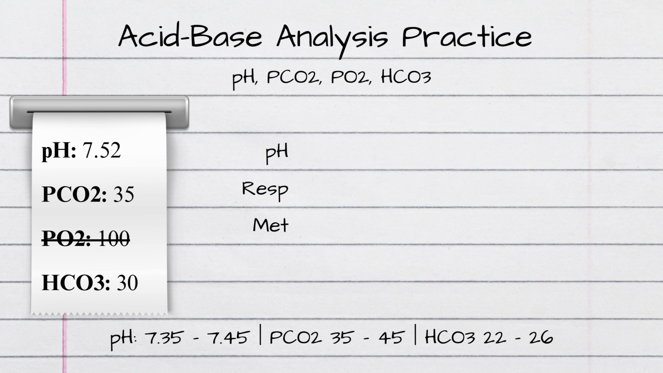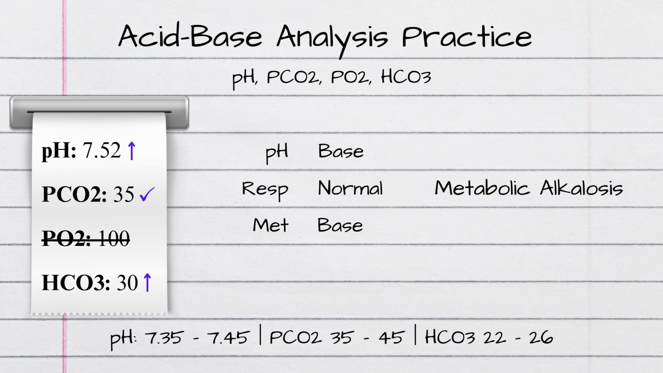In this next example, here the pH is a base. The respiratory process is within the normal range, and the metabolic process is a base. Since the metabolic process matches the pH, this is a metabolic alkalosis.